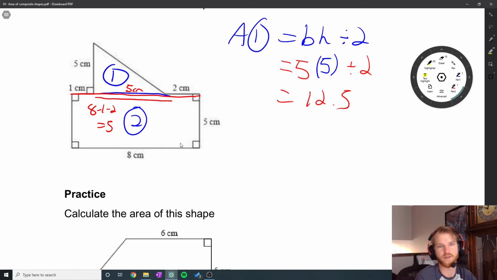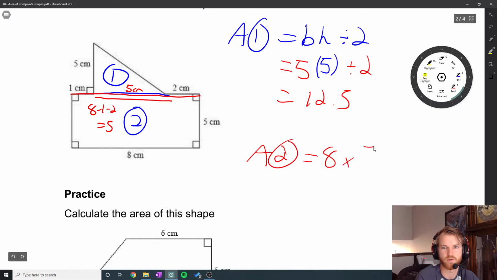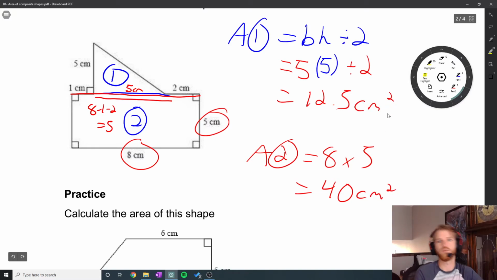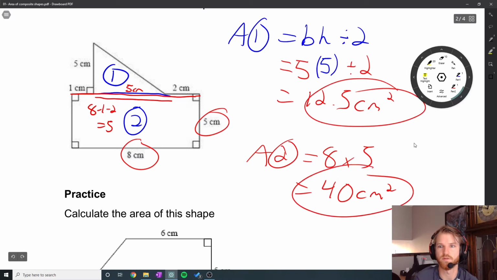Then I need to find the area of this rectangle, and that is going to be length times width. So the area is length times width, which is 8 times 5, these two numbers. So 40. And our units here are centimeters squared. Then the very last thing is just to add these two together. 12.5 plus 40 is equal to 52.5 centimeters squared. That's our total.